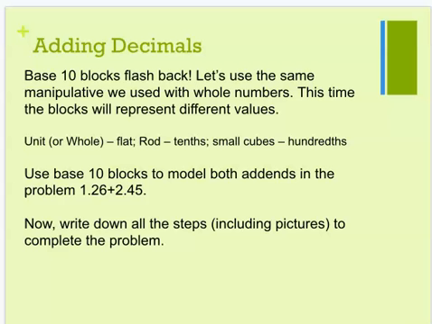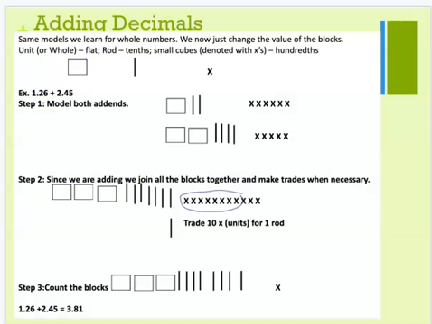Now write down all the steps, including pictures, to complete the problem. Here's an example. Step 1 is to model both addends. Since we're adding, we're going to join the blocks together, and then we're going to make the trades necessary. So we can trade 10 of the small cubes for 1 long, and then we can count everything together. So we should have a total of 3 and 81 hundredths.